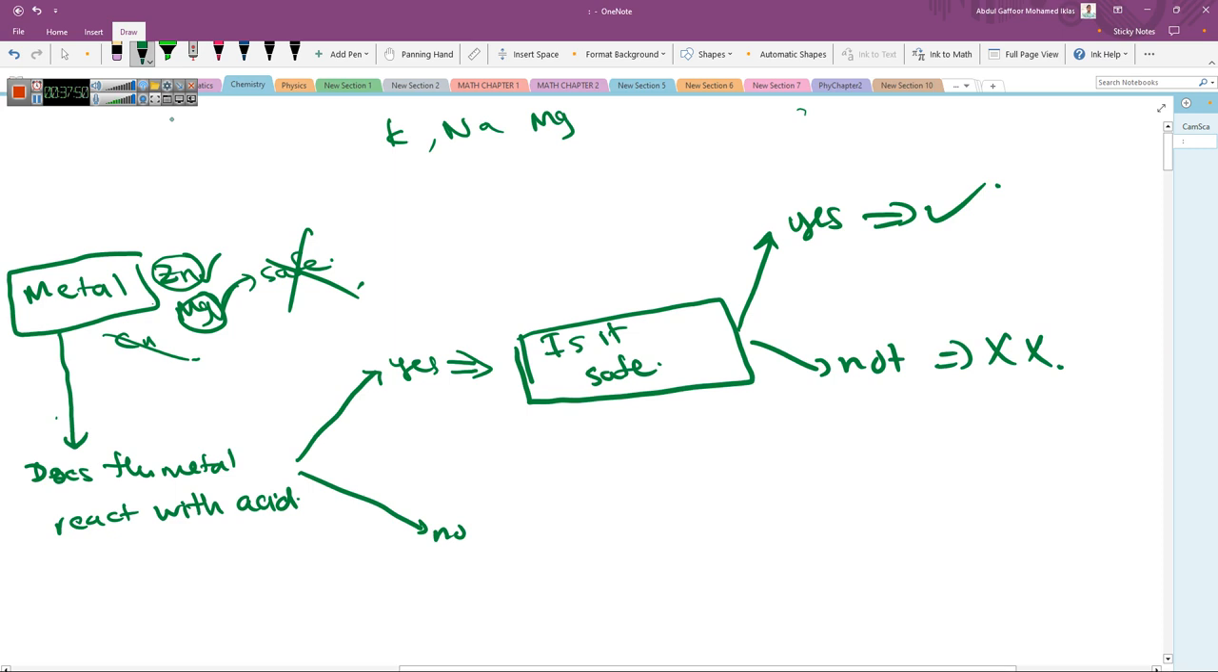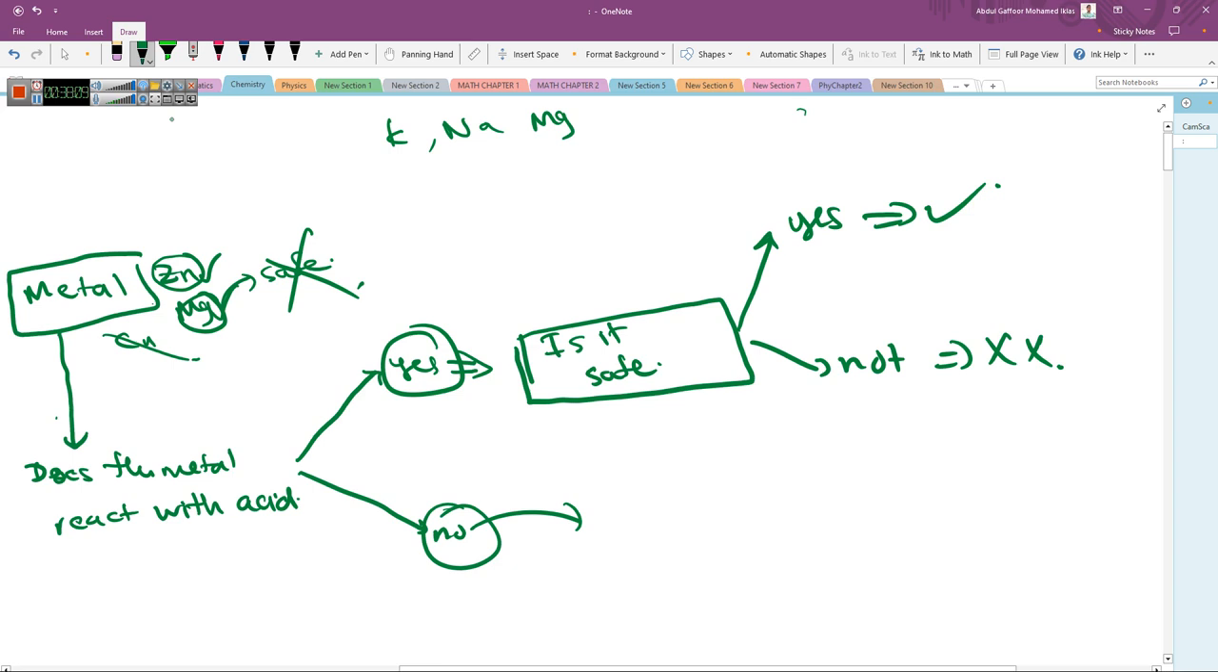So now if you take metal, two main questions you should ask. The first one is, does the metal react with acid, and is it safe? Now if the answer is yes for the first question, only then we will ask the second question. If this is no, then again we will go for the next method.